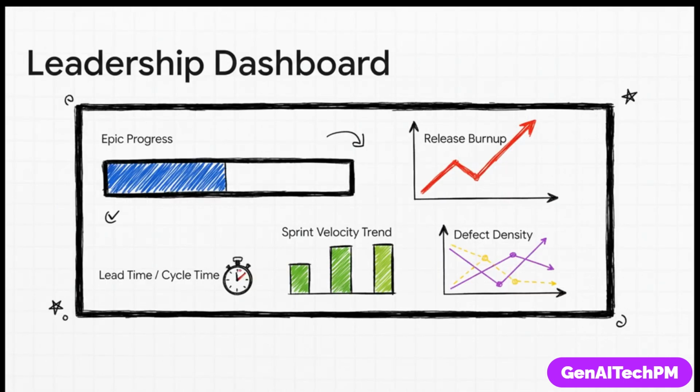For instance, a leadership dashboard rolls up all that nitty-gritty data into trends. They aren't looking at individual tasks anymore. They're asking bigger questions. Is our velocity stable over time? Is the whole epic on track for the release? Are we introducing more bugs than we're fixing? These are the strategic questions that dashboards help you answer at a glance.